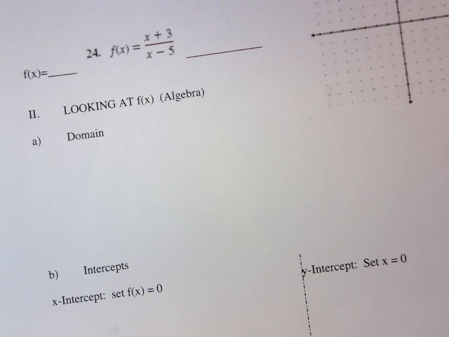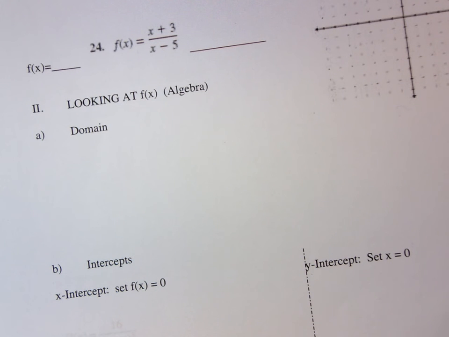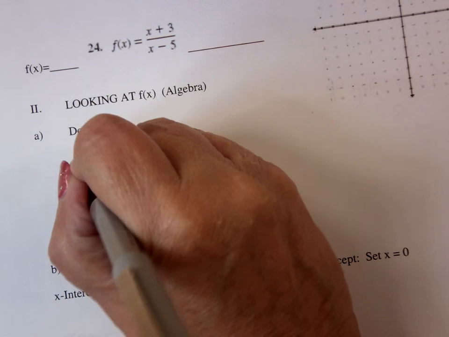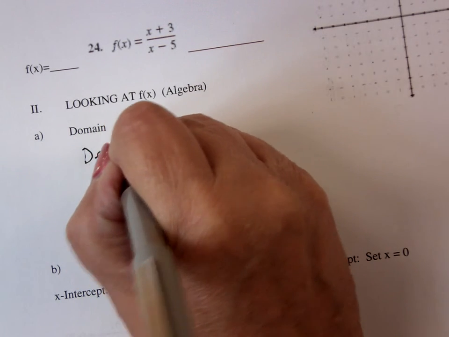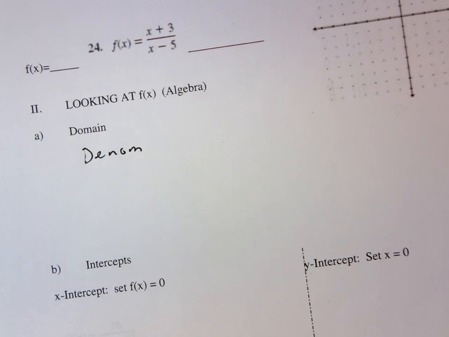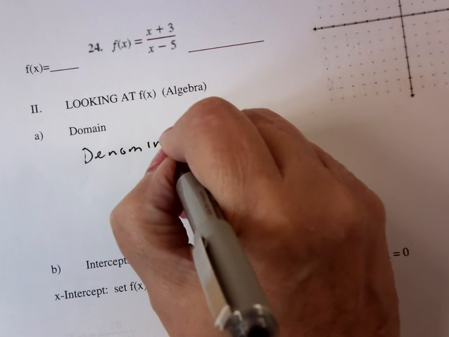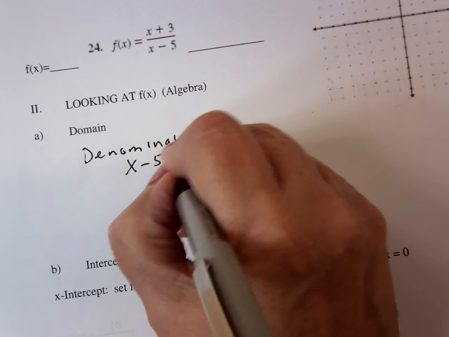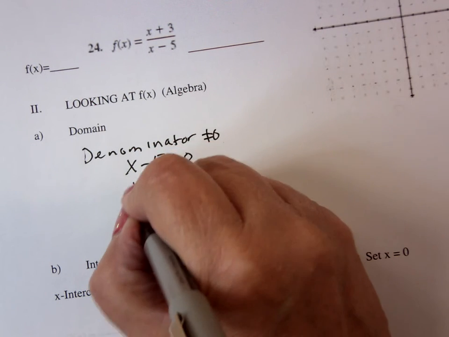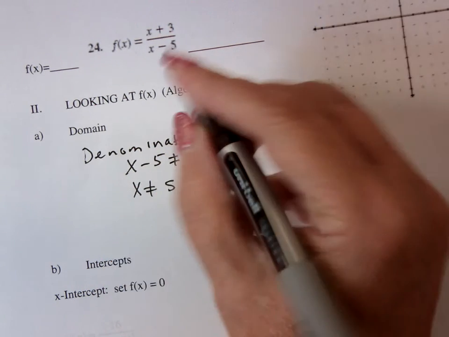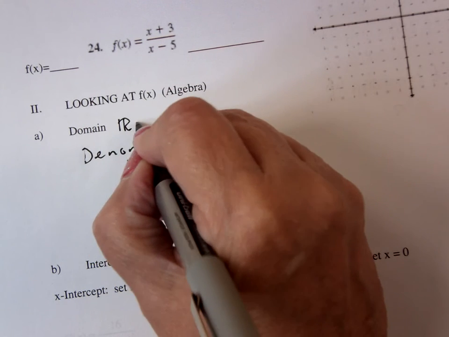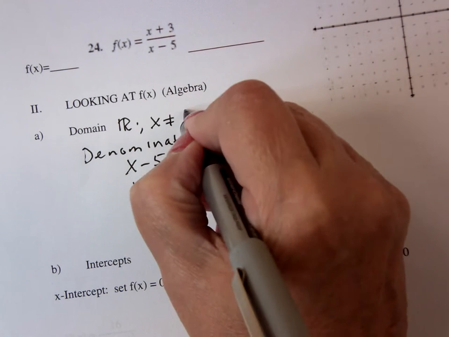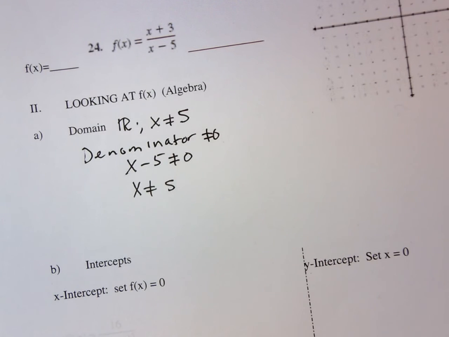x plus 3 over x minus 5. Looking at f of x, we start off the algebra. Find the domain. Well, the domain, remember the denominator can't be 0, so x minus 5 can't be 0, or x can't be 5. Now that means I'm dealing with all real numbers except for 5.